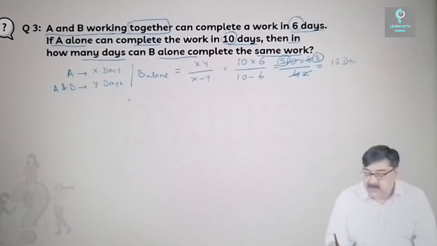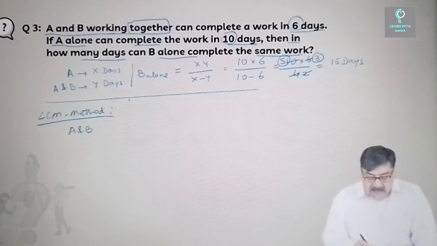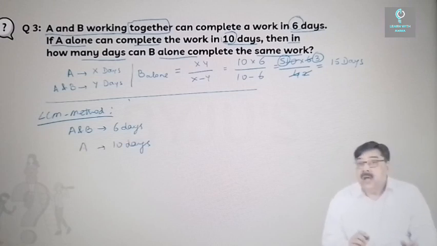Our answer here should be 15 days. Now let us take up the LCM method. It is given to us that A and B can complete this work working together in 6 days. A alone can complete this work in 10 days. Now we will have to find out the LCM between 6 and 10.